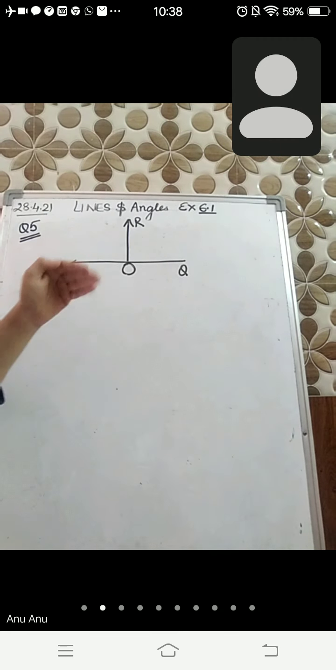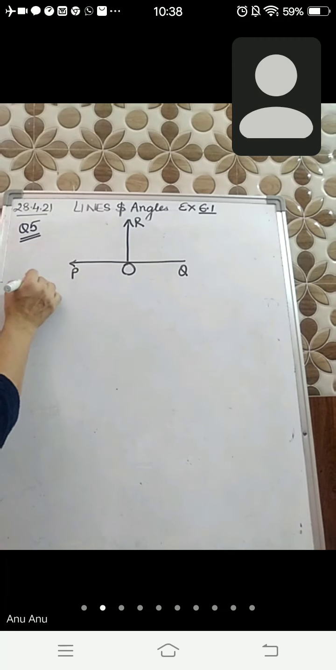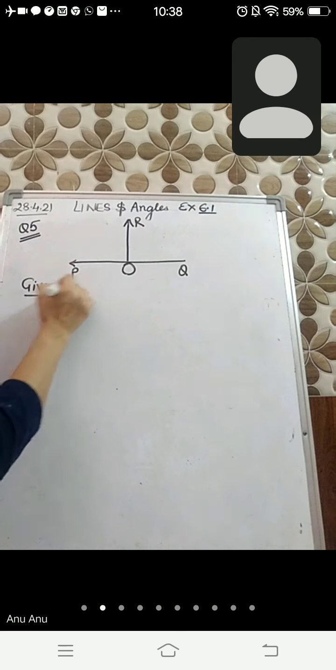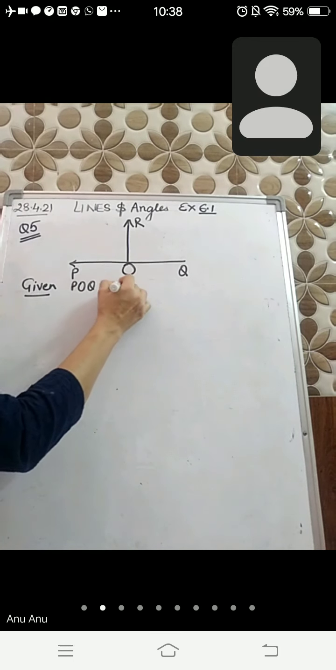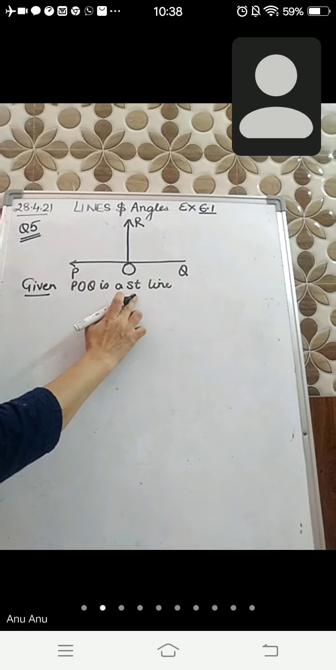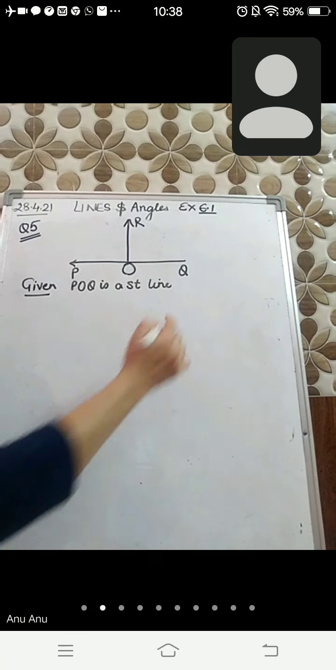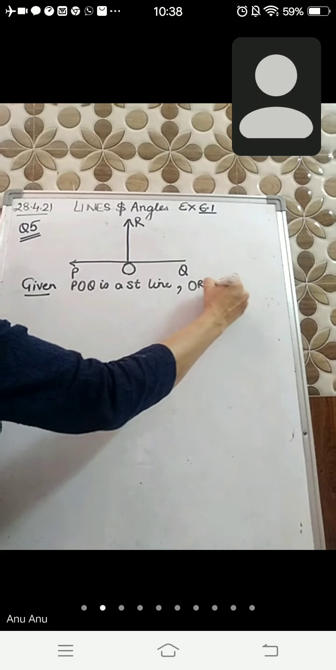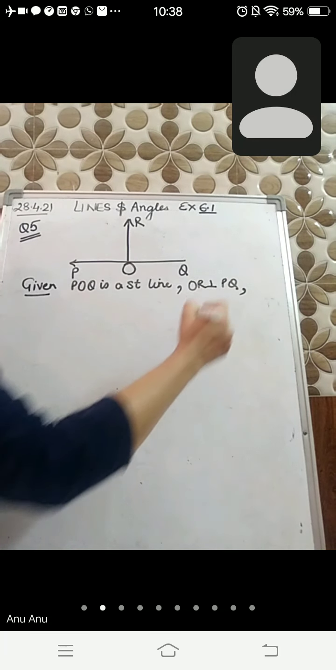And the next part I will discuss after this. Let me first write the concept. Firstly, I will write given: POQ is a straight line. I have written straight in short form, but you have to write it completely. OR is perpendicular on PQ, that is given.